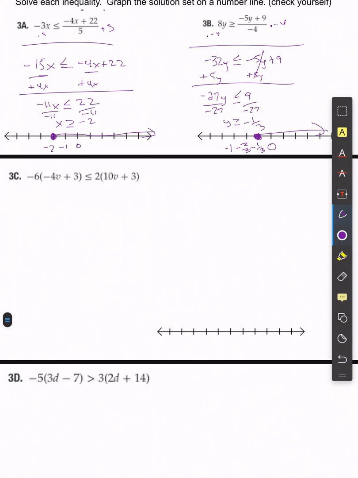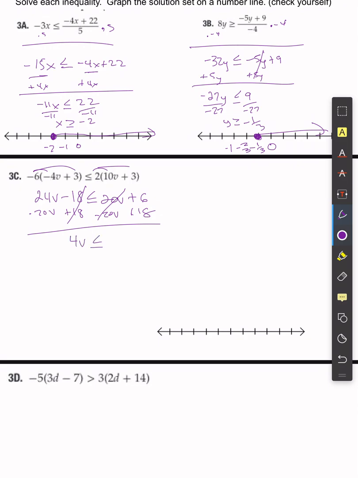So for this one here, we're going to distribute this out, right? So this is 24v minus 18 is less than or equal to 20v plus 6. I just distributed, right? Okay. Now I'm going to combine my v's. Okay, so let's do that. And let's also put my whole numbers all on one side. So this goes away. This goes away, and I get 4v is less than or equal to 24. V is then less than or equal to 6.